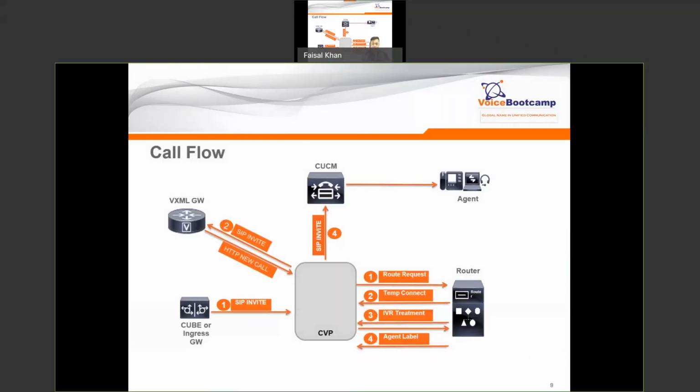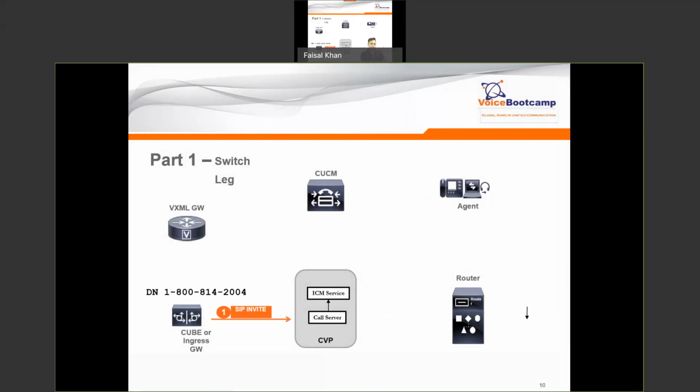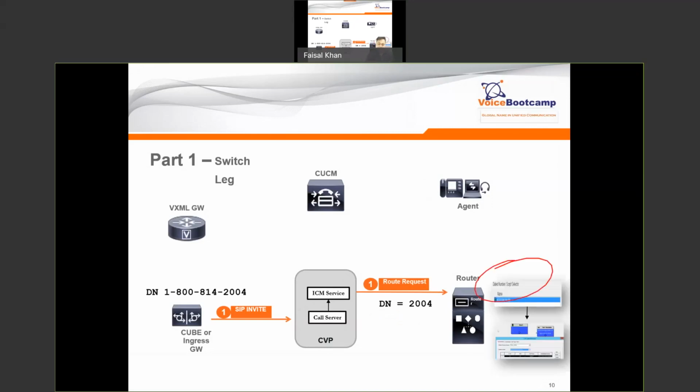All right, so now that you saw the call flow, let's take a look at another high-level call flow, a little bit more on high availability. Imagine a customer call comes in from the CUBE to your CVP server. So step 1, an INVITE message coming in, whatever number you dial, toll-free number, 7 digits, 4 digits, doesn't matter. That call will hit the call server SIP service. SIP service sends the call to ICM. ICM sends a route request to the UCCE, to the router. The router will match the DN, and whatever script it is mapped to, it's going to execute that script.